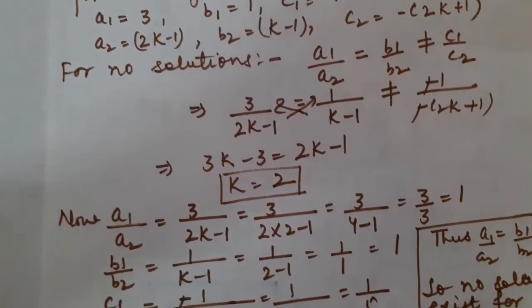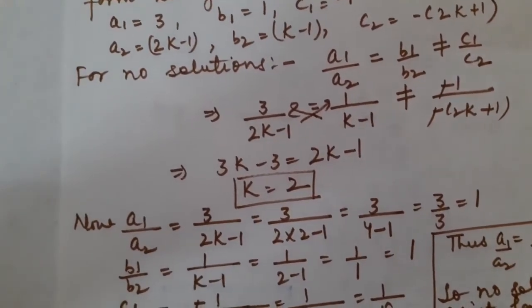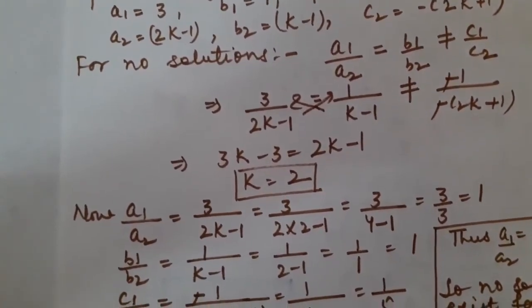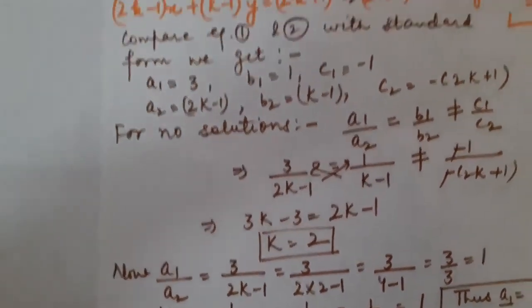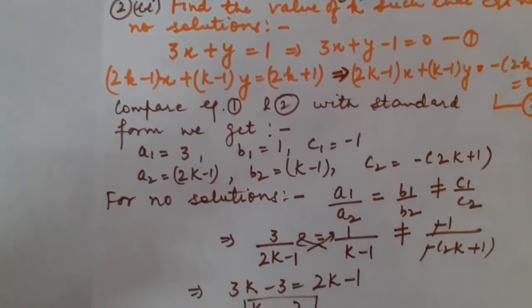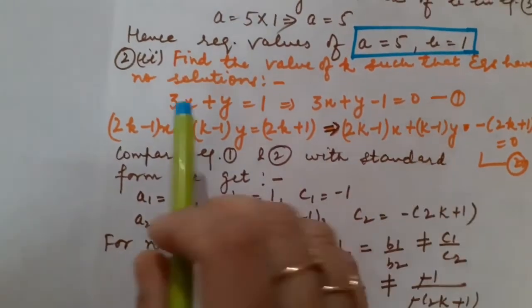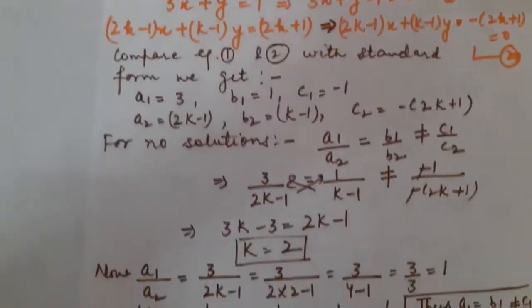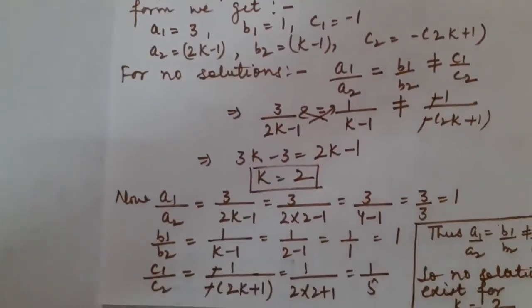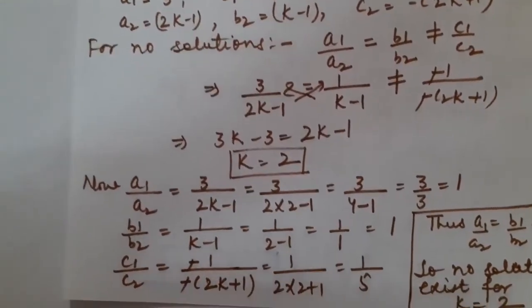Now, though I have got the value of k, I have to verify whether this value is appropriate or not. Because in the question it was clearly given that the solutions are not going to exist, meaning there will be no solution. So let us check whether the condition of no solution is going to be verified or not.